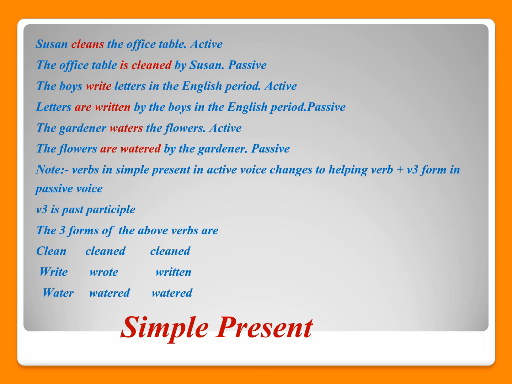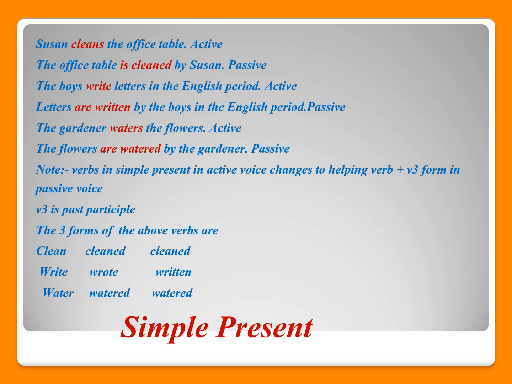Now let us see how the sentences that are there in simple present tense form change. Susan cleans the office table. Susan is the subject. Cleans is the transitive verb in simple present tense form. The office table is the object. The office table is shifted to the first place. The office table, then we have to add a helping verb plus verb third form. The office table is cleaned by Susan. Susan is shifted to the last place. So this sentence has now been converted into a passive form.